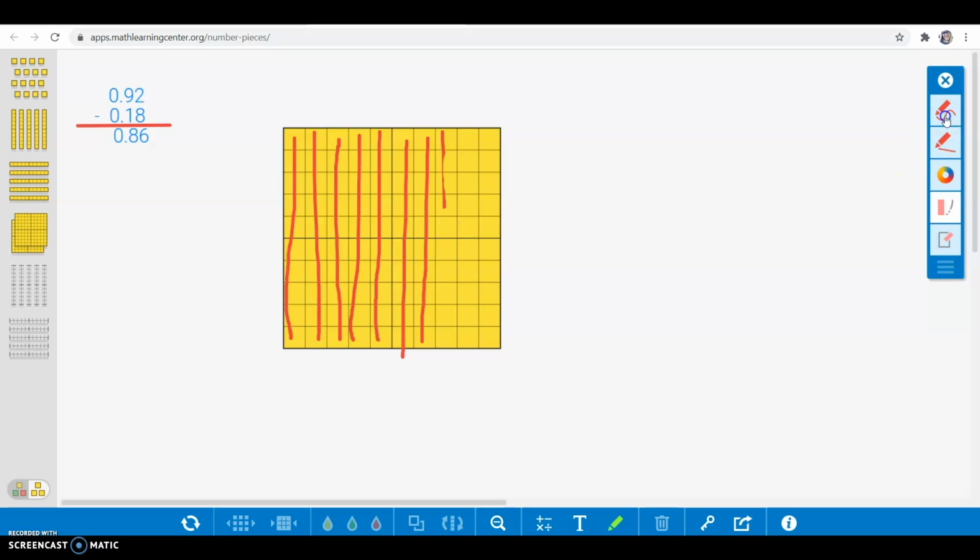Okay, let me make this line a little better so we can see what we have left over. Okay, so now we have to count how much we have left over. So 1/10, 2/10, 3/10, 4/10, 5/10, 6/10, 7/10. So we have 0 and 7/10. And then we have to count the hundredths. So we have 1, 2, 3, 4. So 4 hundredths. So we're left over with 74 cents, or 0 and 74 hundredths.